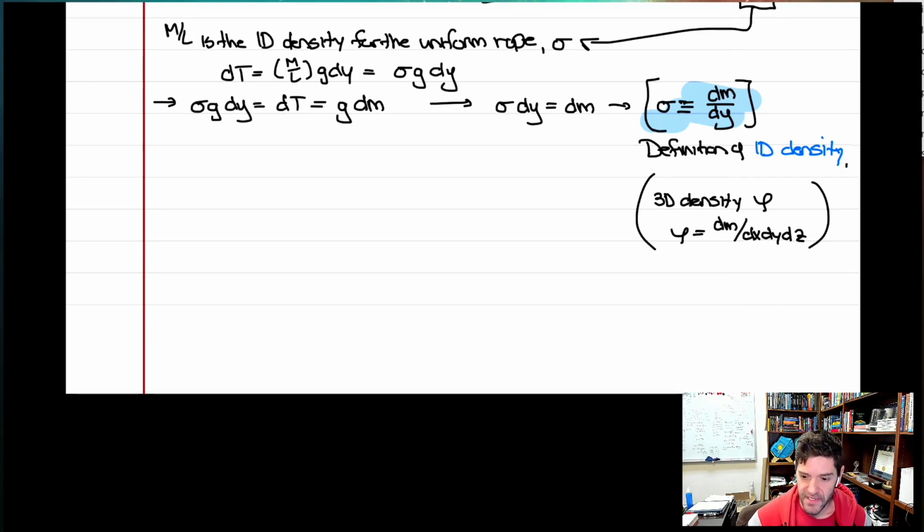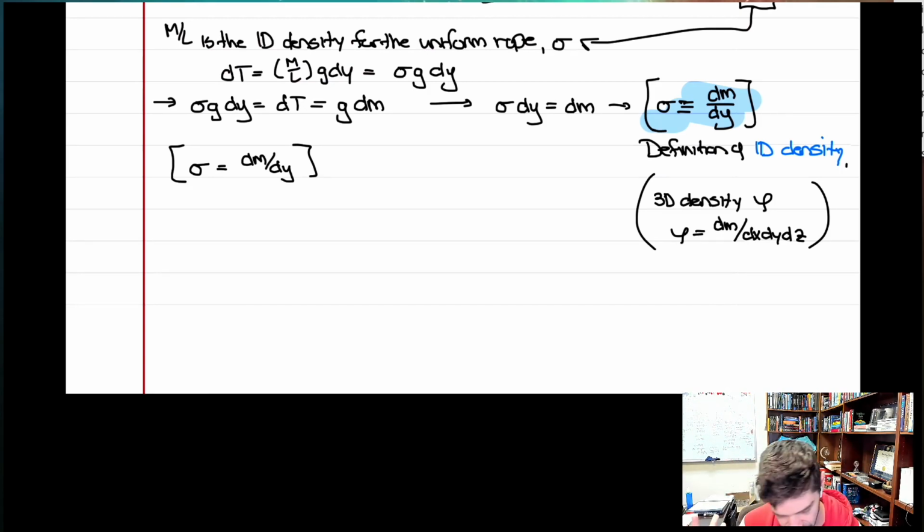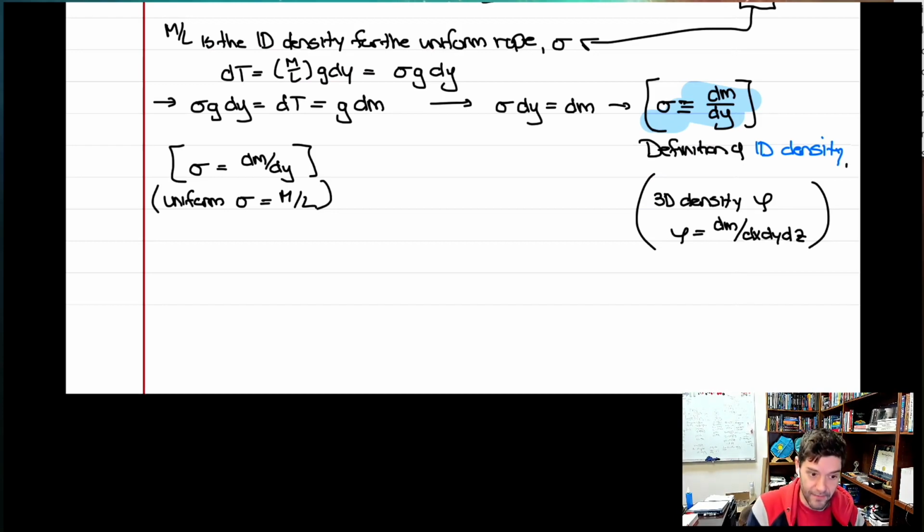So with this definition, the definition of sigma being dm over dy, this is a general statement, and sigma need not be a constant like it was for the example we're doing. In the case of the example we're doing, for uniform density, sigma was just the total mass divided by the total length. It need not always be that way. Sigma could itself be a function of y, or a function of volume, or whatever.